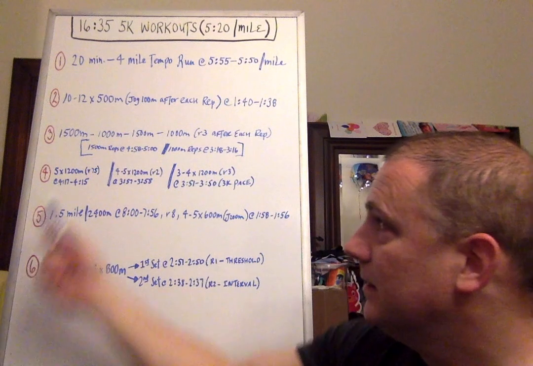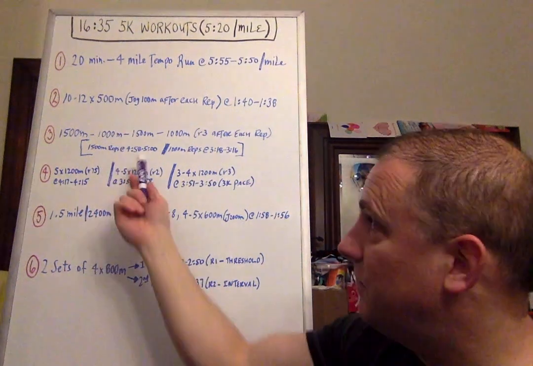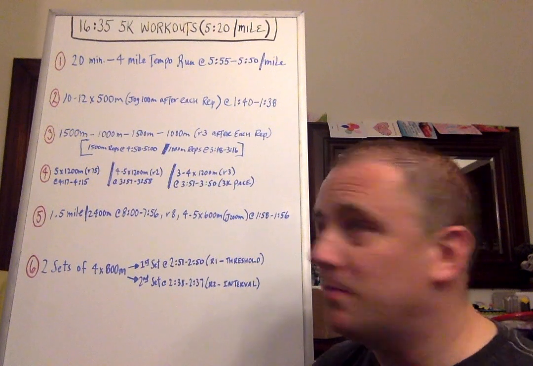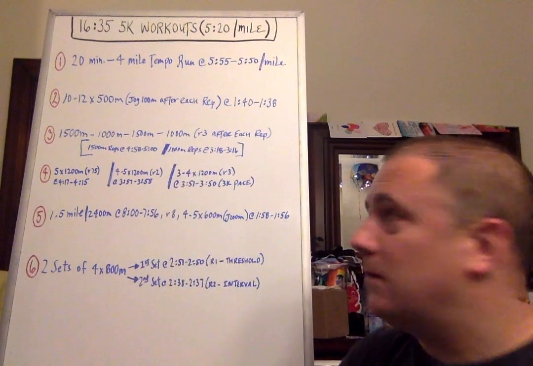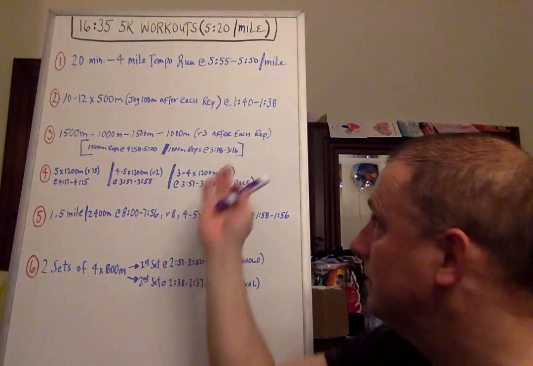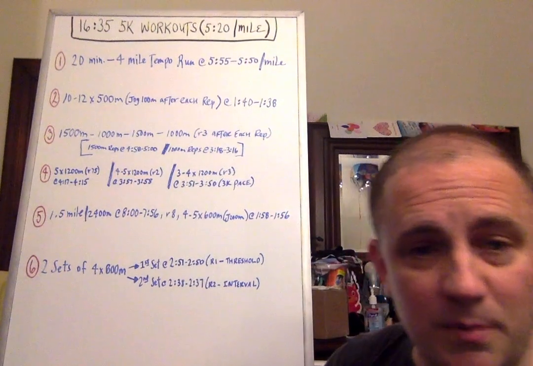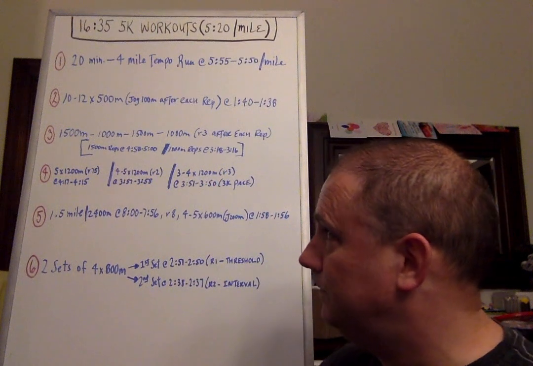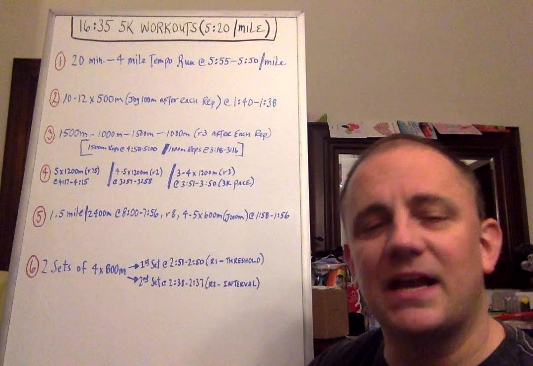The 1,500-meter reps are done at 4:58 to 5:00, which is 5:18 to 5:20 per mile. And then the 1,000-meter reps are in 3:18 to 3:16, which is about 5:18 to 5:16 per mile. So the thousands are just a second or two faster. The longer reps, the 1,500s, are pretty much right at pace or a second faster.